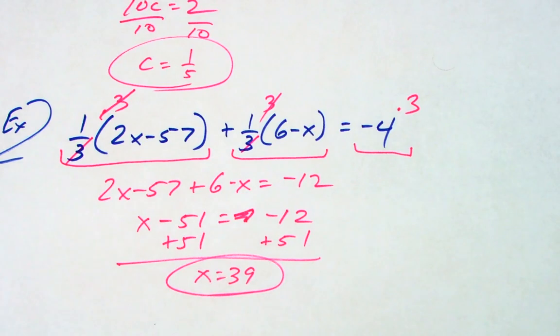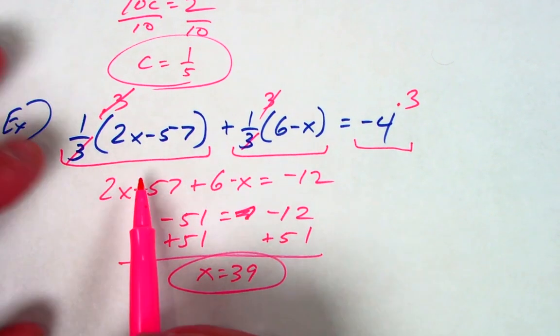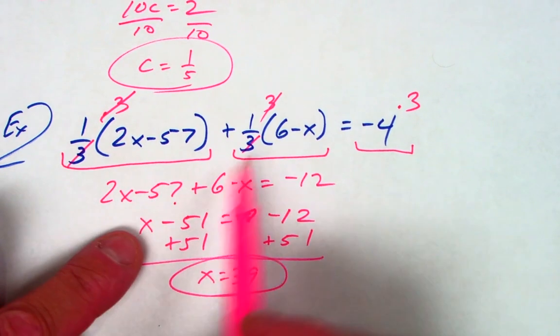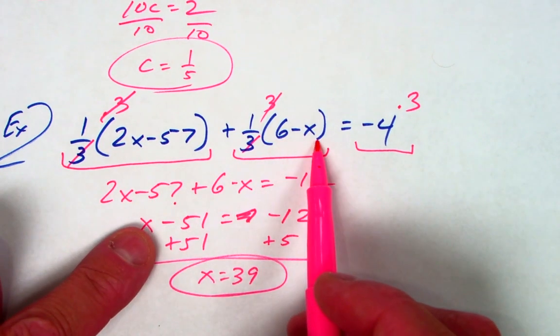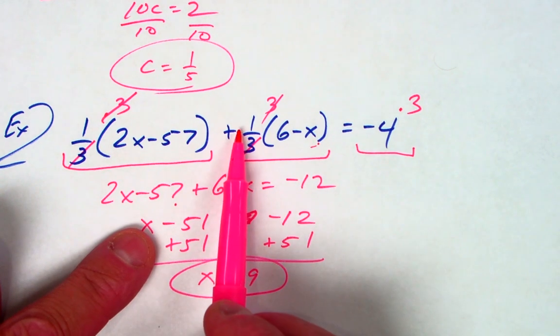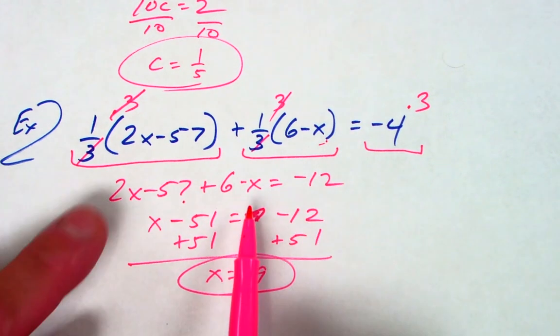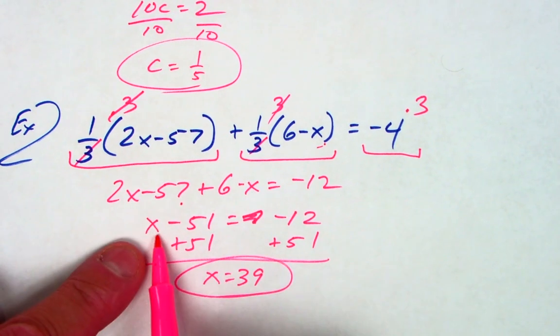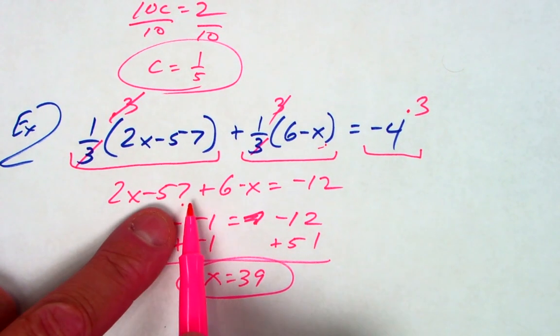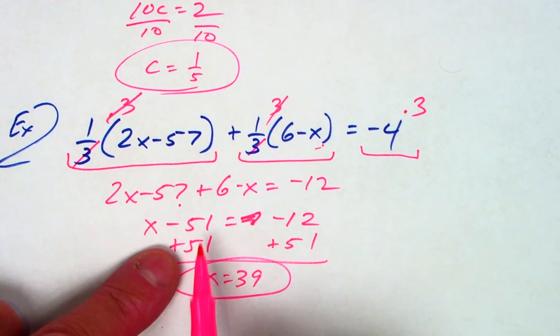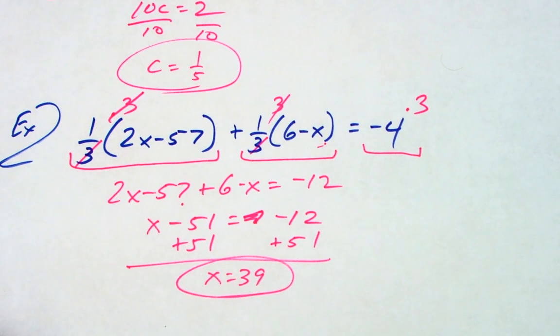Okay. So here's what I did. Did you remember to multiply the -4 by 3? Yeah. Everything's got to be multiplied by that. So here we go. I have 2x minus 57. That cancels. I'm left with 6 minus x. If there was 2/3, I would have a 2 left to distribute, but I don't. So 2x minus x, negative 57 and 6 gives me negative 51, and I got to add 51 to both sides.